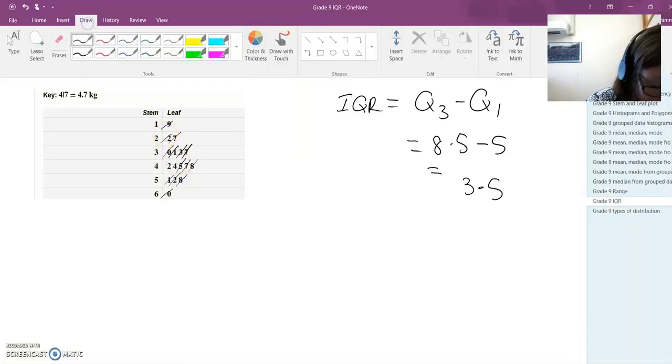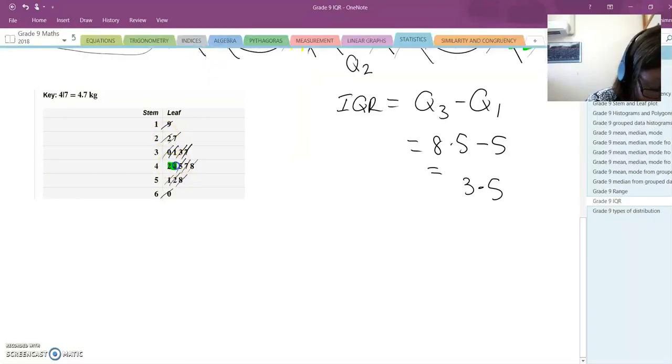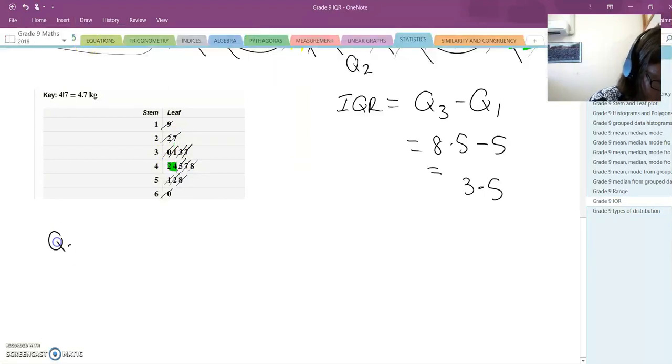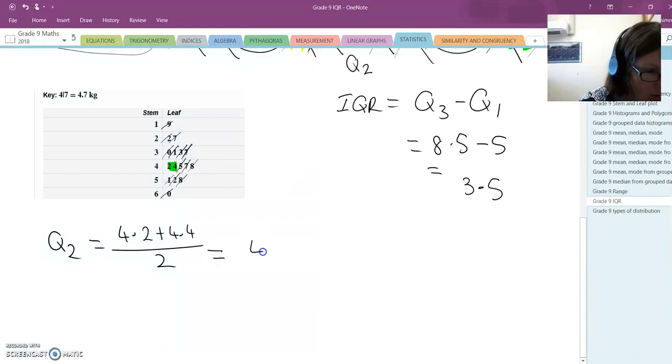The two scores I'm left with are 4.2 and 4.4. So my Q2 is I get 4.2 and I get 4.4, and I divide that by 2, so my Q2 is 4.3. Okay, now what I do is I put a division line in here. So my Q2 is in there.